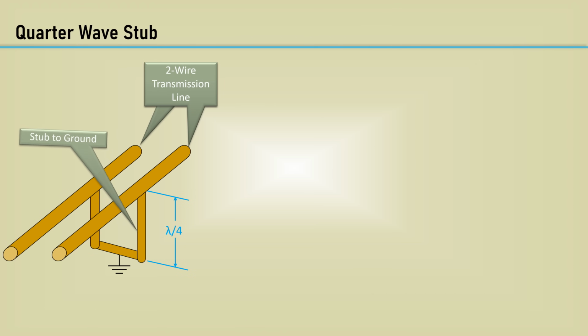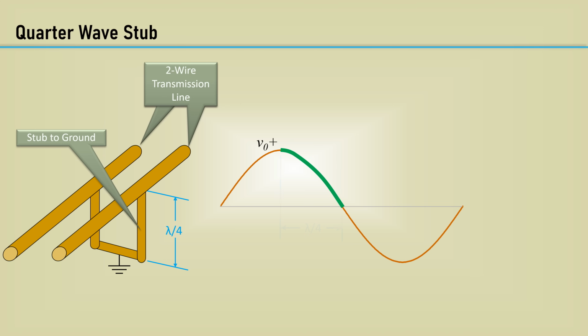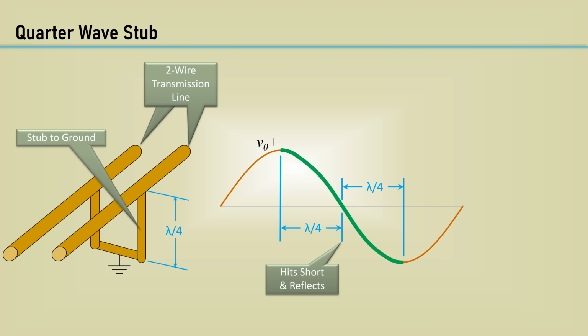At a single frequency, a stub that is a quarter wavelength long can be connected from either wire to the ground plane and become a very high impedance. Imagine a sine wave with a frequency of which a quarter of its wave is what it takes to travel down the length of the stub. It hits the short at the end and the wave is reflected back up the same quarter wavelength. This is a half wave round trip.